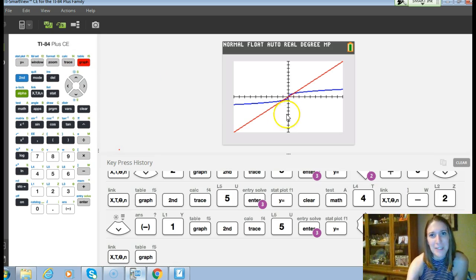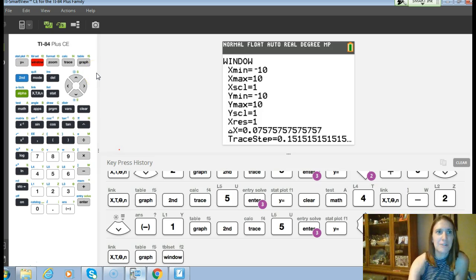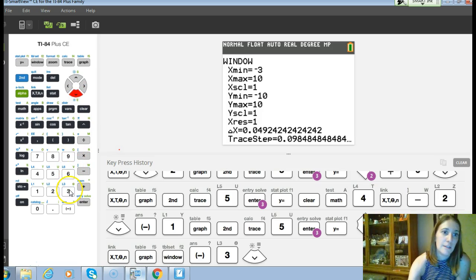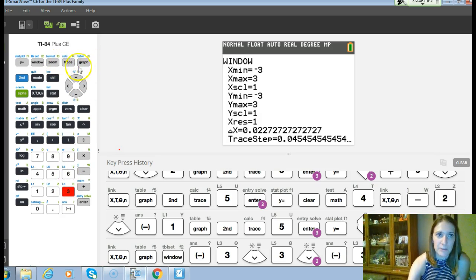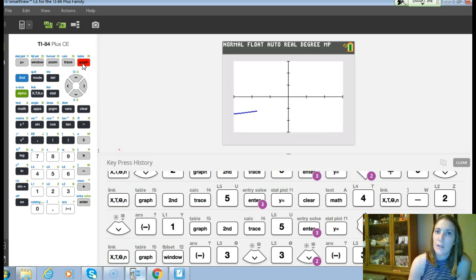All right, I think we need to zoom in a little bit here. Go to the window, and I want you to shrink down that window quite a bit. Let's go -3 to 3 for x's, and -3 to 3 for y's as well. Shrinking it down. You could zoom in, that was another option. Okay, so there's that cube root function, and then there's that linear function.